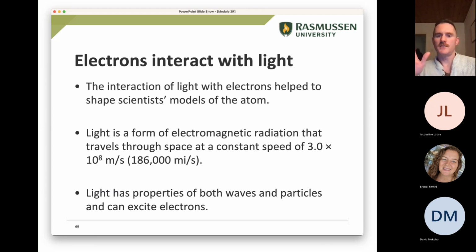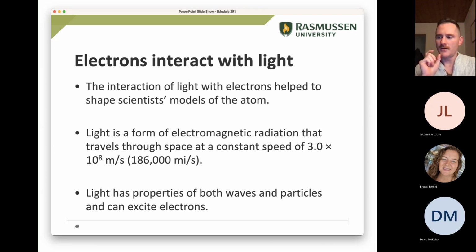So light, you might have heard, is just a form of electromagnetic radiation, right? Electromagnetic radiation is light. Light is electromagnetic radiation. It travels really fast through space. You don't have to know that number, it's just really, really fast. Light has properties of both waves and particles. The important thing, though, is it can stimulate electrons. It can excite them and interact with them.